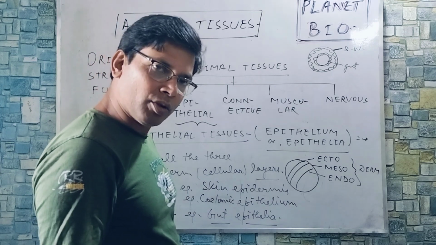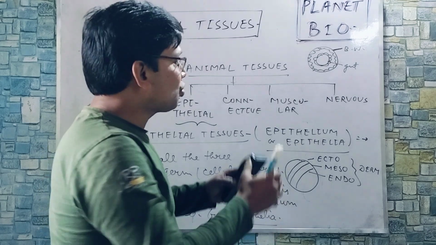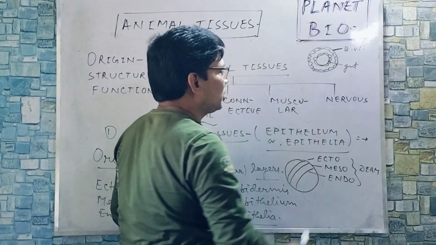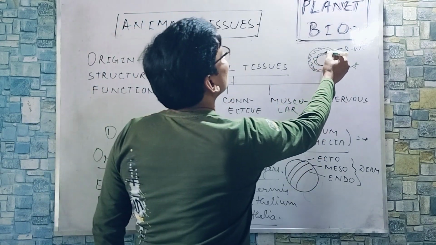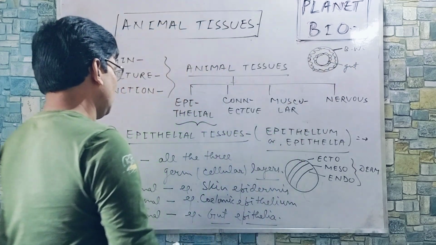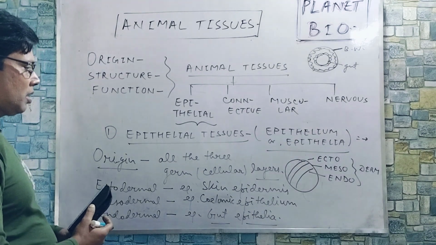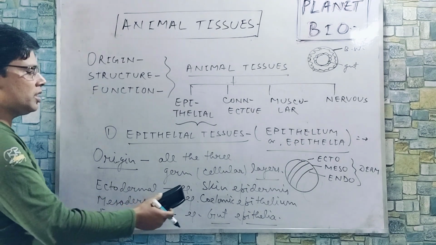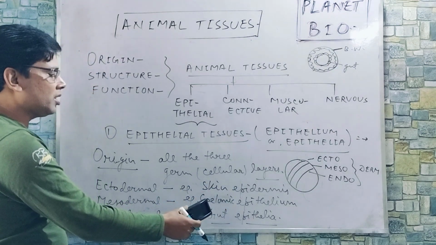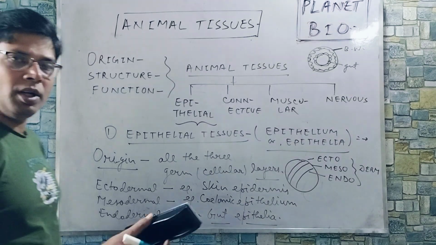Mesoderm should be present, okay, but mesoderm should be present after splitting. It should line both the surfaces. यहाँ भी लाइन किया, इधर भी लाइन किया. So epithelial tissues originate from all the three germ layers. Ectodermal in origin, example skin epidermis. Mesodermal in origin, example coelomic epithelium. And endodermal in origin, example gut epithelium.